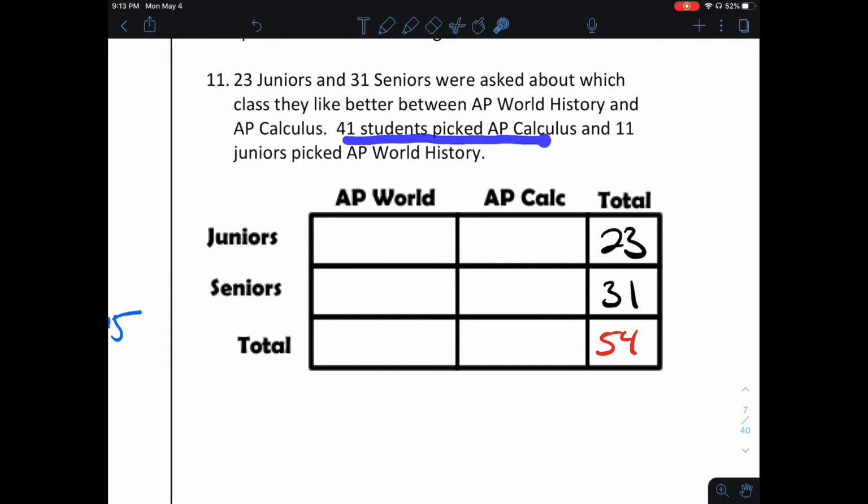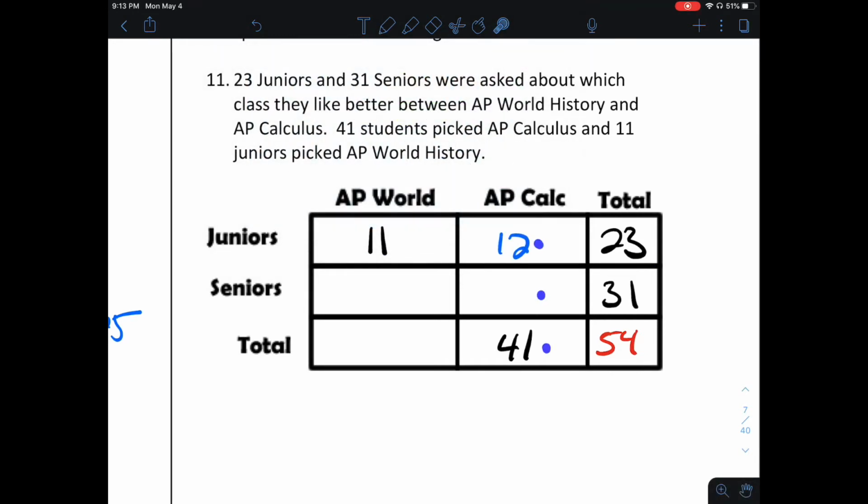41 students picked AP Calculus. So that tells me that this AP Calculus column has to add up to 41. And 11 juniors picked AP World History. There were 11 of those. We put an 11 there. To fill out the rest of this table, 11 plus this number has to be 23. So that means this has got to be a 12.